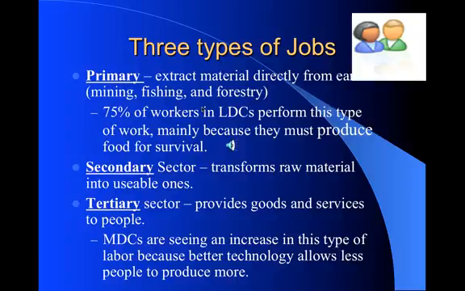But in more developed countries, machines do a lot of the work. So machines do the mining, machines do the fishing, machines do the forestry. We don't have to do that stuff. So this is a big difference when you look at more developed countries and less developed countries. Less developed countries are going to have primary sector jobs, jobs where people are working in and with the earth.